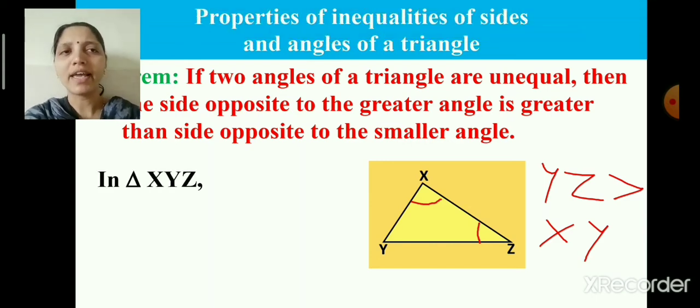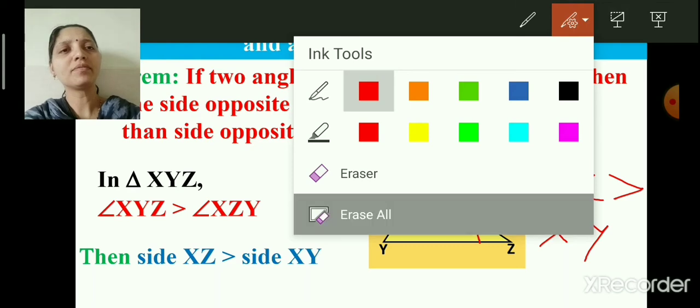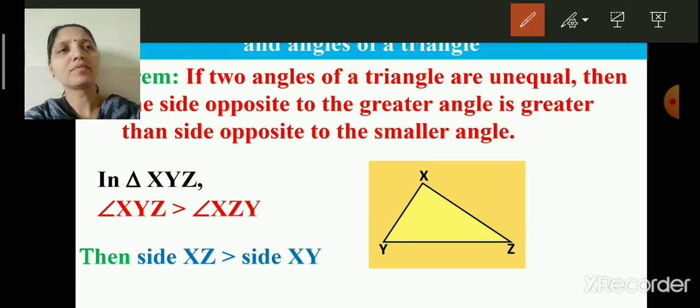In triangle XYZ, if I consider angle XYZ, and it is greater than angle XZY, this angle Y is greater than angle Z, then what you can say? Side XZ is greater than side XY. I hope you all are getting this.